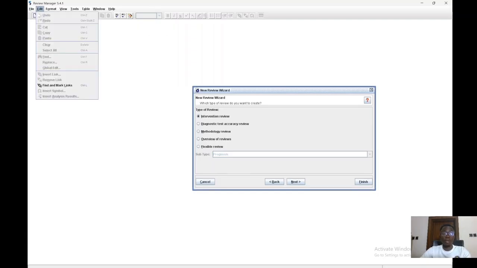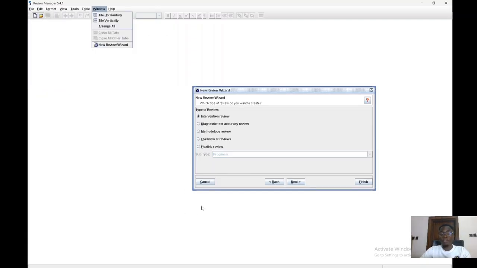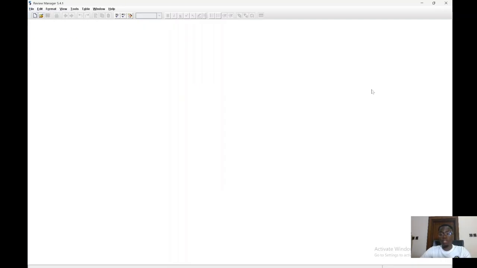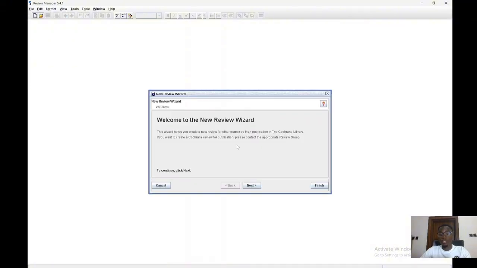So this is where you can create a new file. Alternatively, from where I came through, you can create a new file here by clicking new, and when you click new, it brings this out. So I can just close this. When I click on file and click on new, it brings this out again.